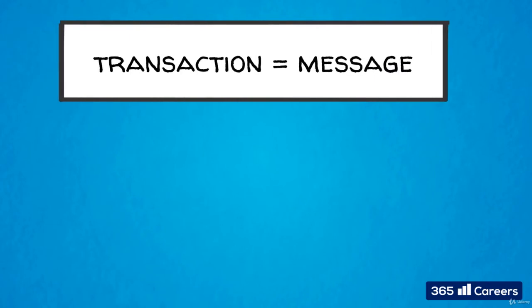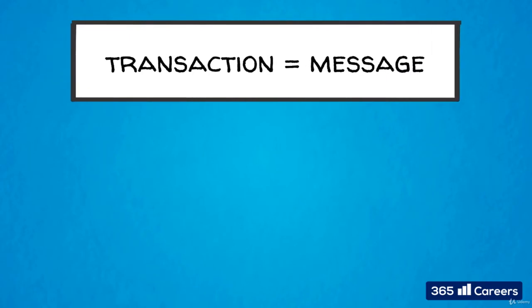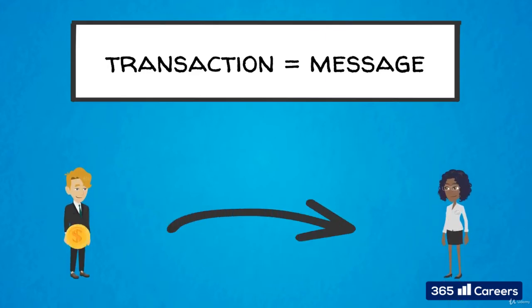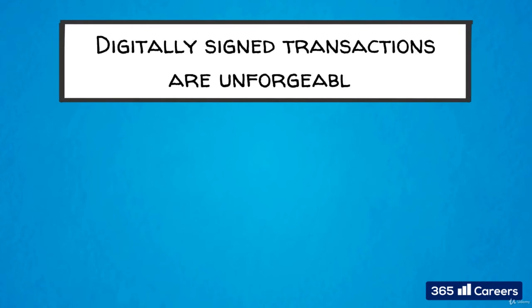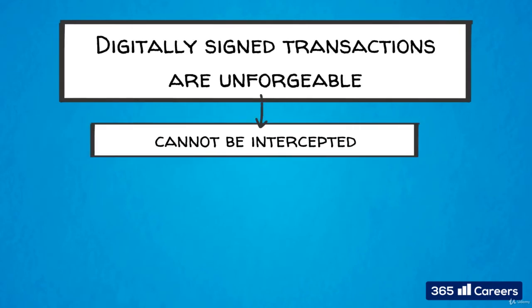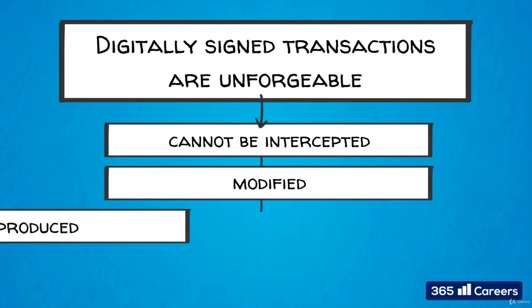Please note that we use the words transaction and message interchangeably here because transactions on the blockchain are basically messages broadcast through the network. When you send cryptocurrency to another person, you are basically sending them a message. Furthermore, digitally signed transaction methods are unforgeable, meaning they cannot be intercepted and modified or reproduced while in transit.